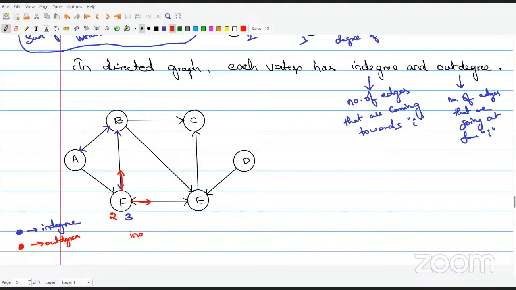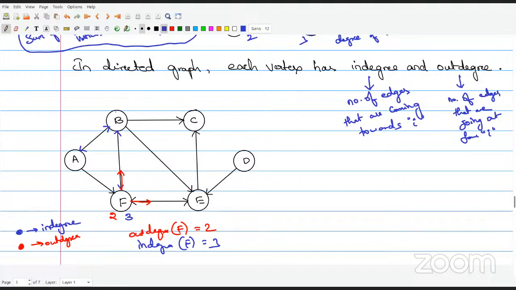So the out degree of F is 2. Similarly, the in degree of F is 3. So now tell me, what is the in degree for B?